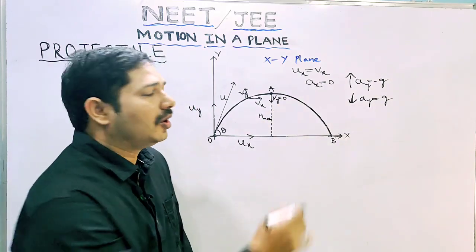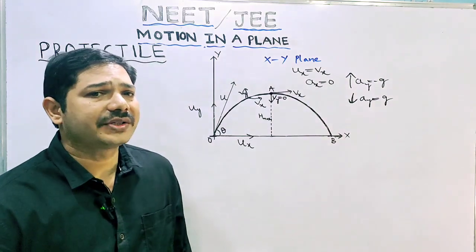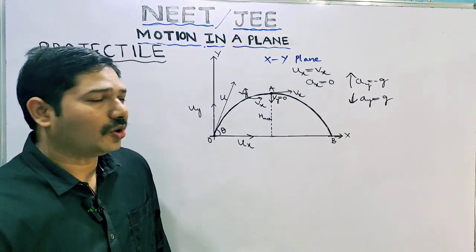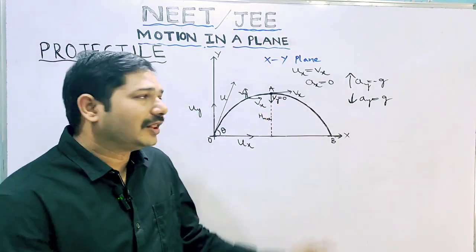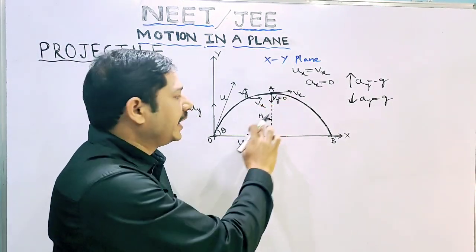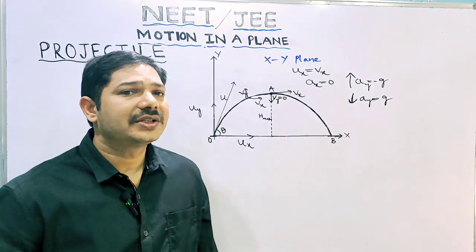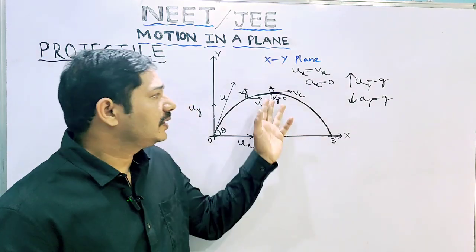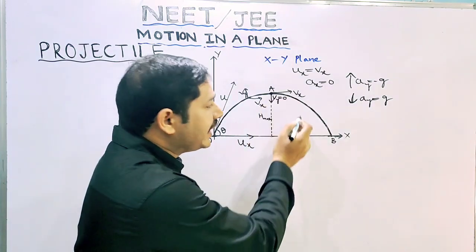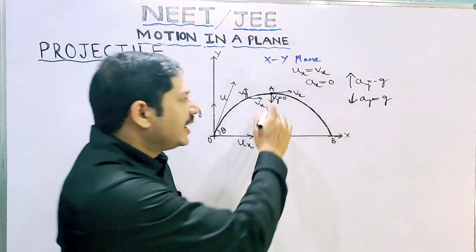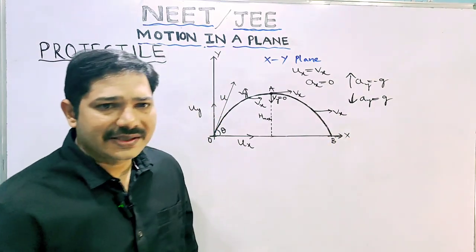The horizontal component of velocity vx remains the same and does not change throughout the motion. The point where the vertical component of velocity is zero, that height is called the maximum height. After reaching the maximum height the velocity becomes zero, and that is why the body starts its return journey. During the return journey, the horizontal component of velocity remains the same.